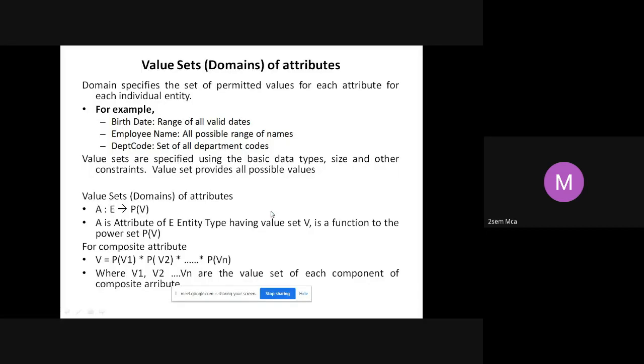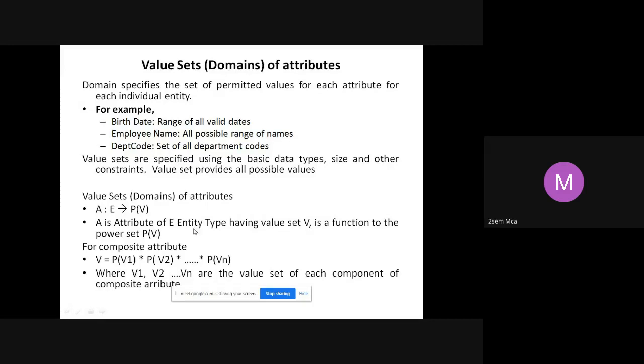Okay, so that is what you call domain. Next, we move on. You can always write the value set of an attribute as a function. That means you can write it as: value set of E, A is an attribute of entity type E, having the value set V. It is a function to the power set P of V. That means every attribute of the entity type E can have a certain set of values that can be allowed for that particular attribute.